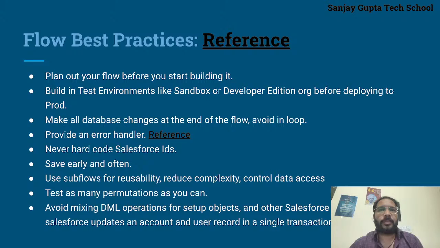Then test as many permutations as you can. There may be different ways to implement the solution, and we saw it with different flows. You can try, and testing is also important. If you have implemented a flow, test it in two to three ways, like positive case and negative case. If you do testing properly, then you can say your flow is implemented properly.